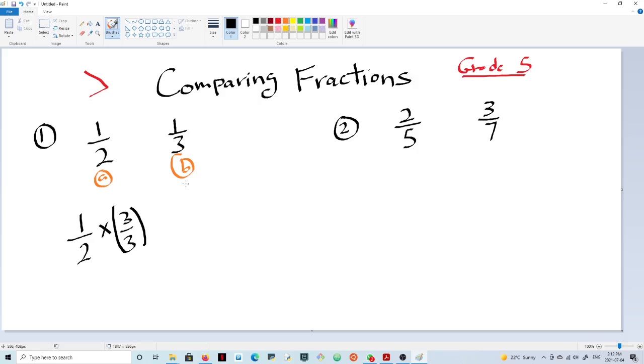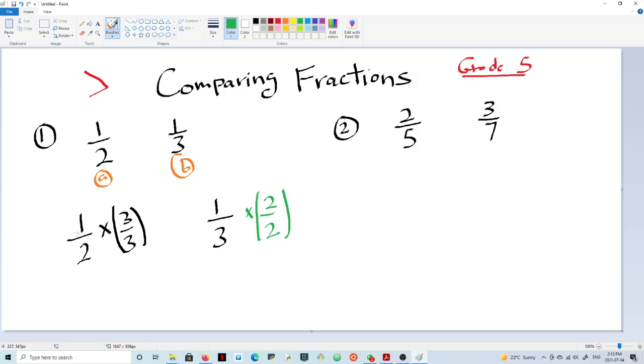Then you take the fraction B, which is 1/3, and you multiply both the top and bottom by the denominator of A. So the denominator of A is 2. So you multiply by 2 upon 2, right? Now 2 upon 2 is 1. So what you're doing, you're multiplying these fractions by 1, so you're not changing them. You're just changing the configuration, the equivalency of it.